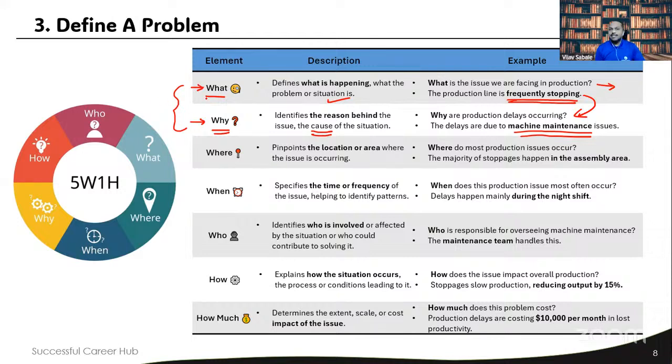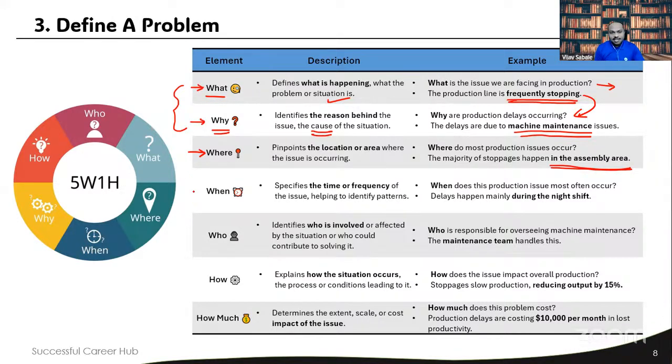Now we can take this problem definition to the next level by asking the third W, that is where. This pinpoints the location or area where the issue is occurring. For example, where do most production issues occur? The majority of the stoppages happen in the assembly area. So it is very clear now. Instead of focusing on the entire line or the entire production department, we need to focus only on the assembly area, because we are having frequent stoppages in this area because of machine maintenance issues. So we can see the problem definition is getting clearer and clearer.